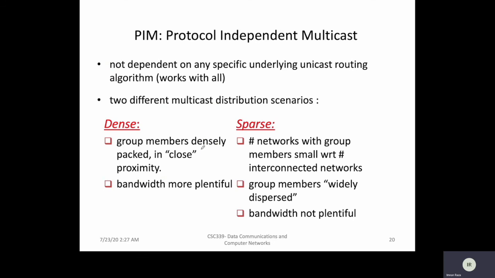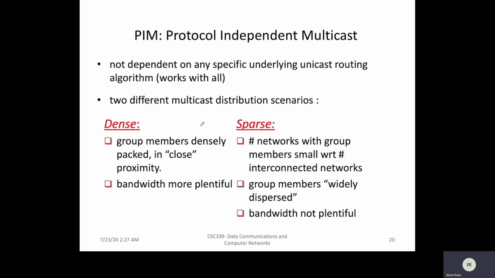So let's talk about the second type of multicast routing protocol. It's called protocol independent multicasting, because here we are not dependent upon any specific underlying unicast routing algorithm, which was the case with distance vector multicast routing protocol. In distance vector multicast routing protocol, we were supposed to use distance vector to calculate the shortest path back to source, but in protocol independent multicast, I can either make use of the distance vector routing algorithm, or I can make use of the Bellman-Ford algorithm.